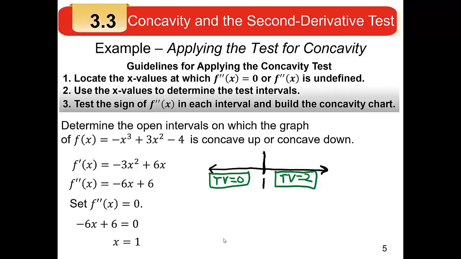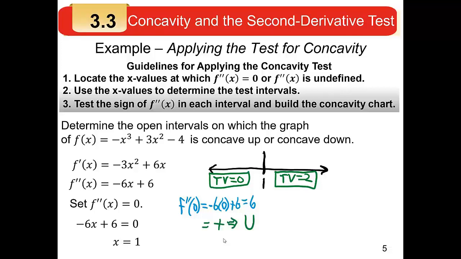How do you test them? Remember, we're testing for concavity. That's a test involving the second derivative. So you take each of those test values and plug them into the second derivative, not the first derivative. The first derivative tells you about increasing, decreasing. Here we're thinking about concavity. So if you take the test value 0, plug it into the second derivative, you get 6.